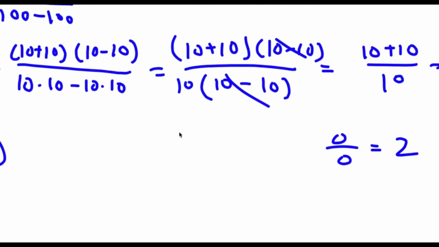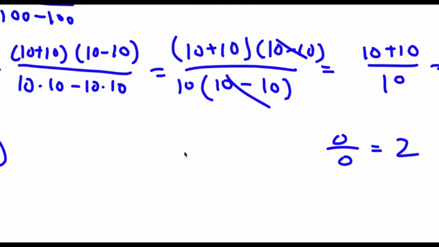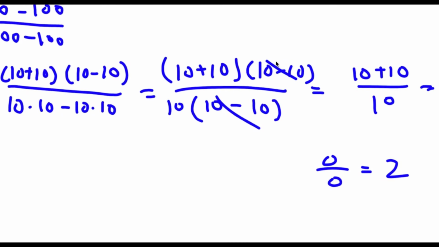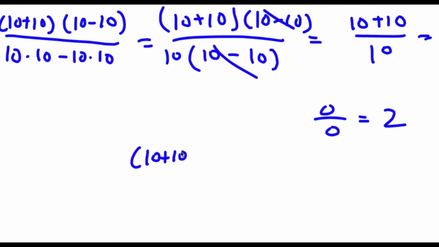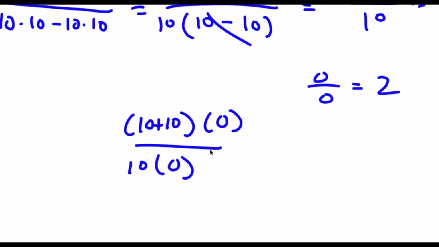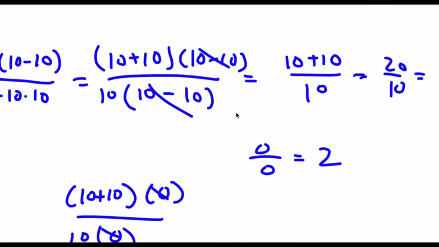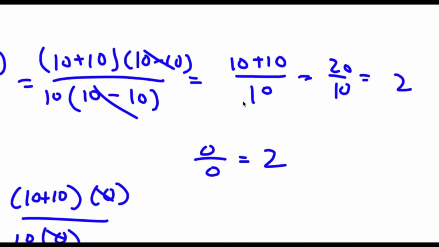Alright, so if you guys are wondering where the mistake was made, it was actually right here when I canceled out both 10 minus 10s. 10 minus 10 is actually equal to 0. So this means that I have 10 plus 10 times 0 over 10 times 0. And you can't actually divide 0 by 0 because 0 divided by 0 is actually undefined. So I can't cancel these two out because if I did, it would just be undefined. So that's actually where I made my mistake. You can't divide 0 with 0.